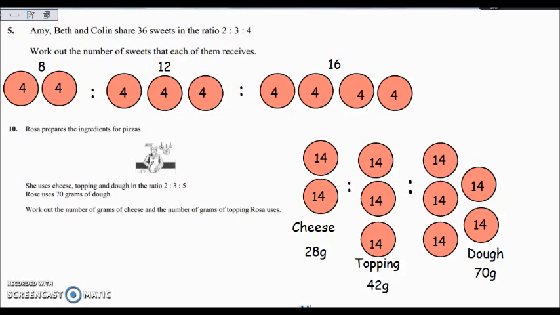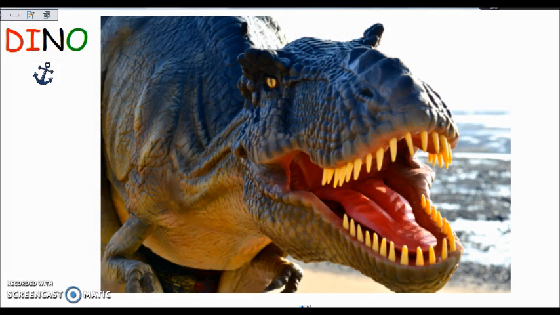So the next topic is going to be nth term. Hopefully you didn't have the volume up too loud for that bit. So the reason why we've got a dinosaur on the screen is because the anchor for this one is the word dino. And I'm going to explain to you what this means and why I've written it in certain colours.